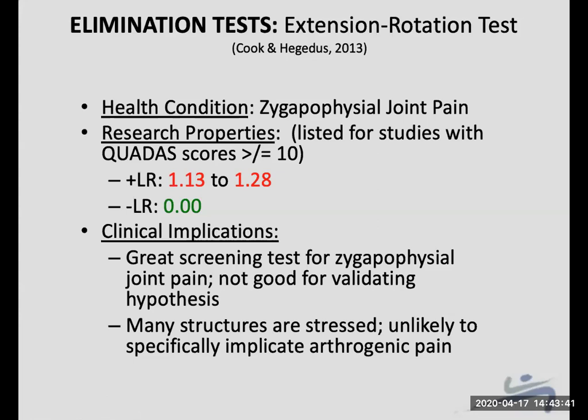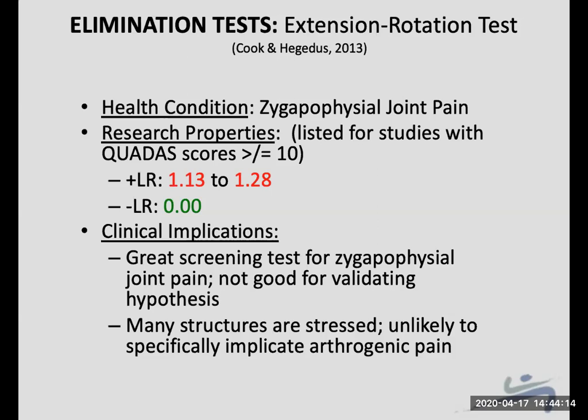However, the positive likelihood ratio is not good at all. So, in other words, this doesn't necessarily confirm zygapophyseal joint pain so much as getting in this position can hurt a lot of things. So if it was a disc issue, that could be problematic. And again, remember that our goal with screening tests is to rule things out. So we want a test that's really good at finding something if it's there. Therefore, if we get our negative test, it's probably not there.